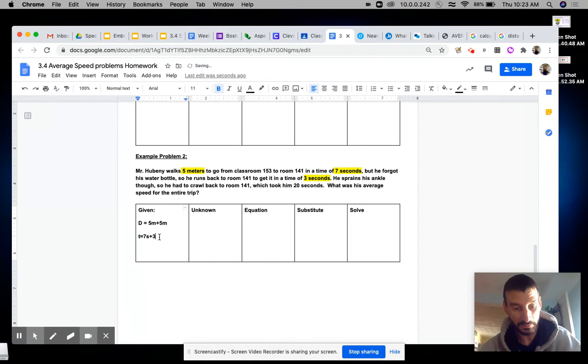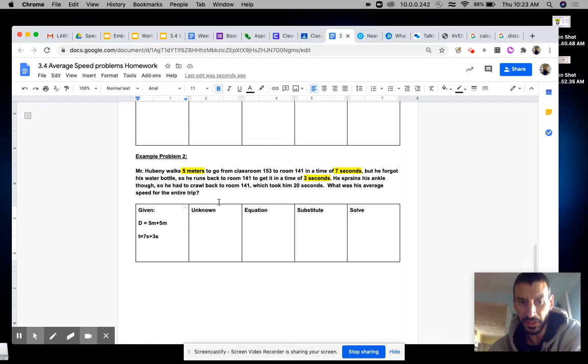So you may have forgotten to add another 5 meters because it doesn't say 5 meters, but we know it was 5 meters because it took 5 meters to go. It's going to be 5 meters to get back, right? Same distance. Okay, so that's where we got that.